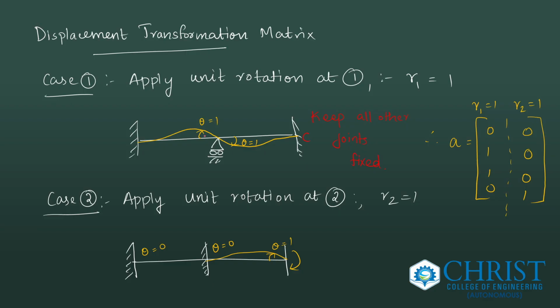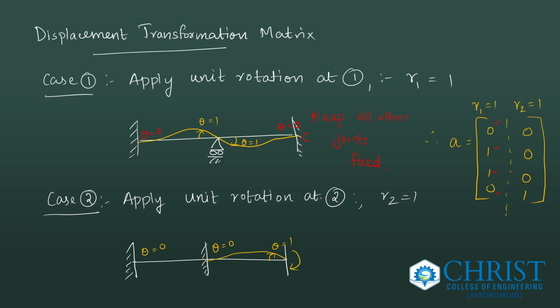Hence, at joint B, you have unit rotation, that is theta equal to 1. And at joint A, you have theta equal to 0. And at joint C, you have theta equal to 0. Now, that is written in the first column of the A matrix, that is 0, 1, 1, and 0.